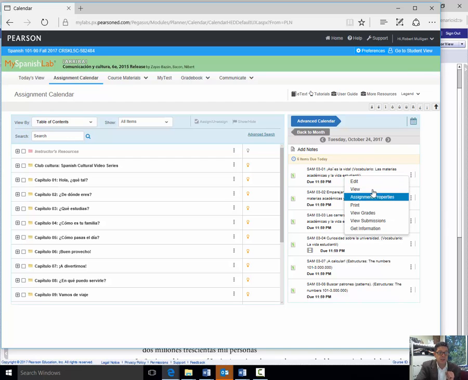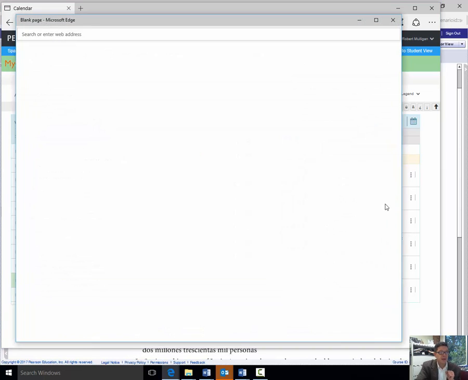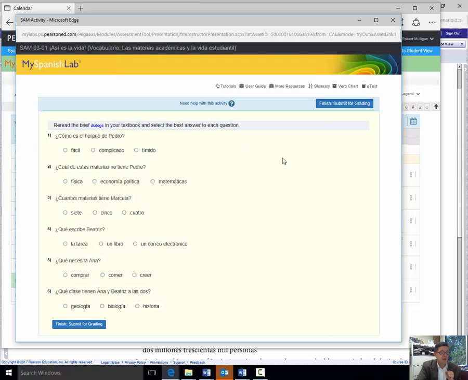So if we go ahead and click on this and I say view, and it brings up the assignment, you can go ahead and do these exercises. And most of them are very straightforward and very quick. ¿Cómo es el horario? So you're going to want to read the dialogue, of course, and then answer the questions according to that dialogue. If you have any questions over these, please contact me. These are really straightforward, and I'm not understanding why so many people have not been doing these.